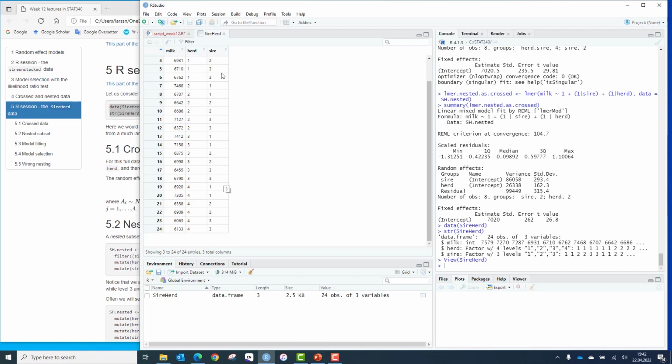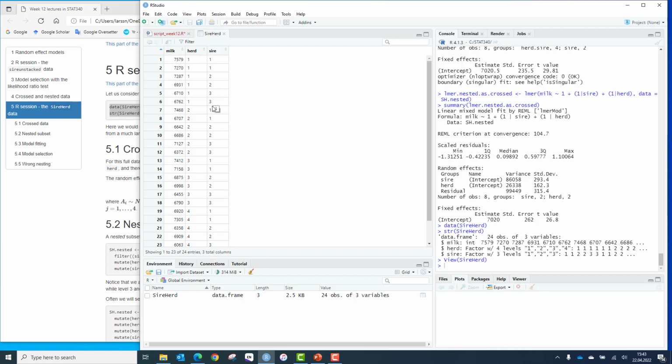And it's the same 3 sires that are the fathers all the time, so these are actually crossed data, right? These are crossed data because each sire is combined with every herd, and every herd with every sire. So there are altogether 12 combinations, and since there are 2 cows from each combination, there are 24 data points here. We can also imagine now that we are looking for breeding of sires, right?